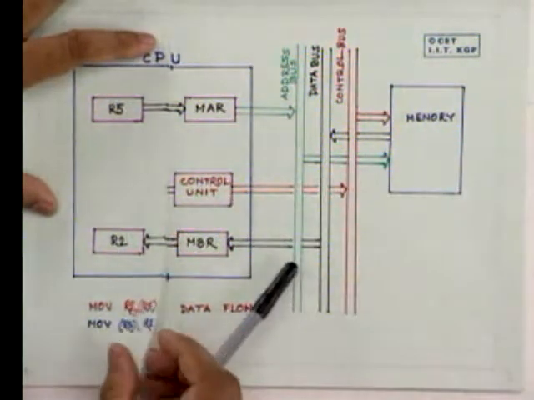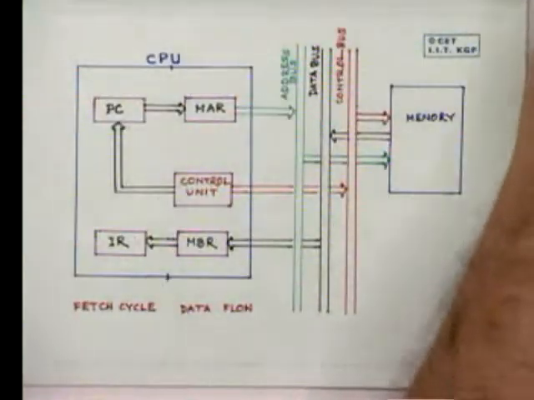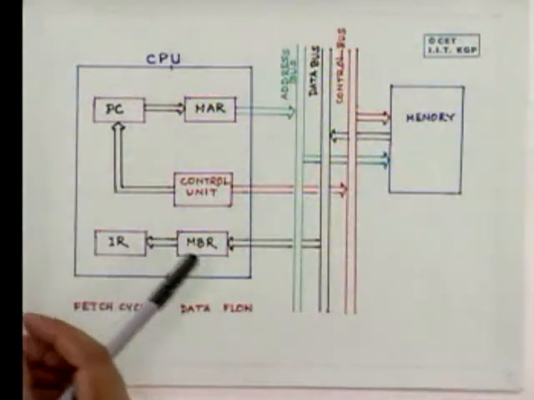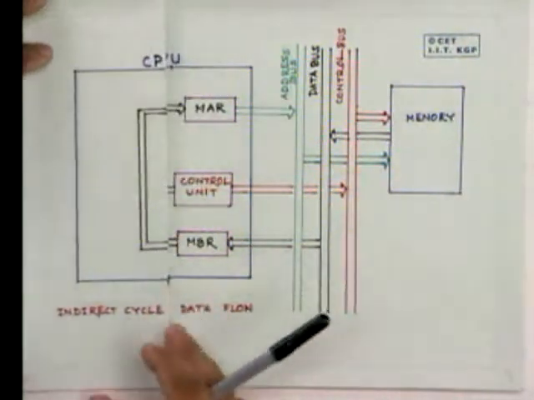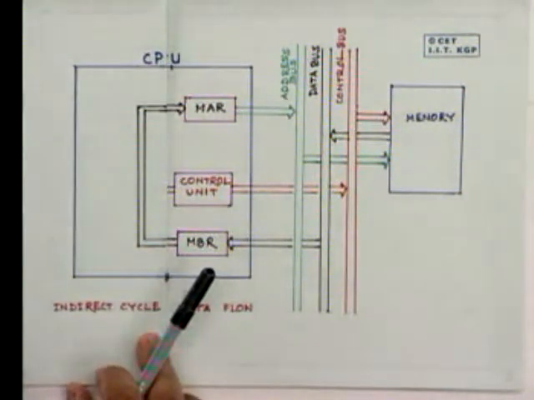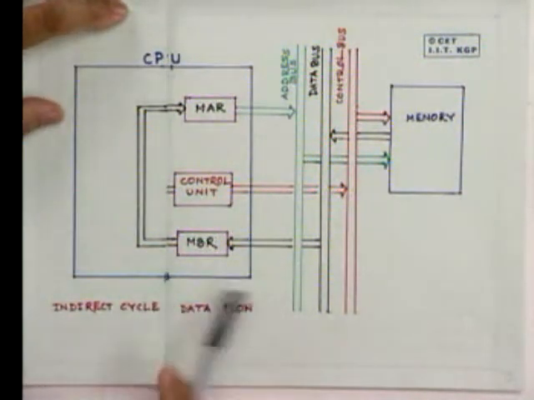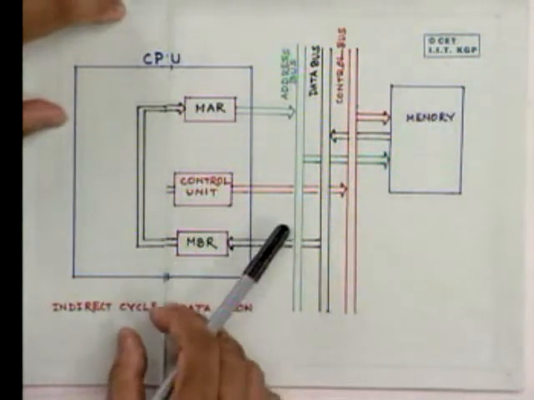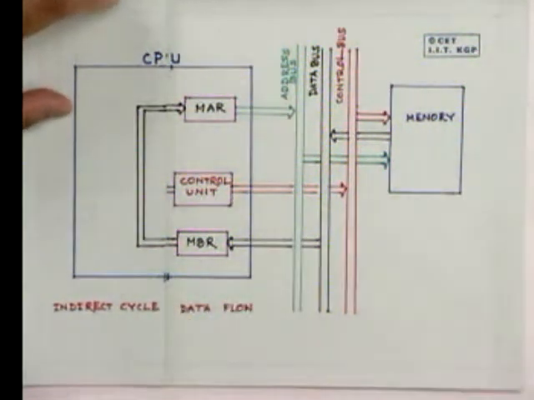Okay. Now let us see. Let us take another example, where we are talking about the indirect cycle. Now, in the case of an indirect cycle, let us see what happens. Let us take an example.